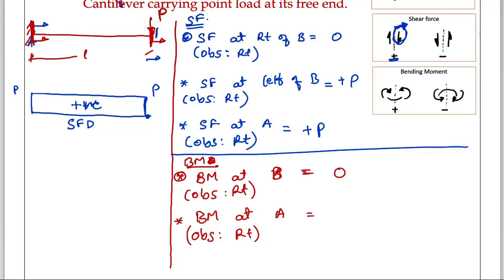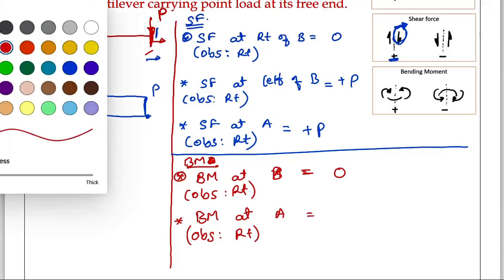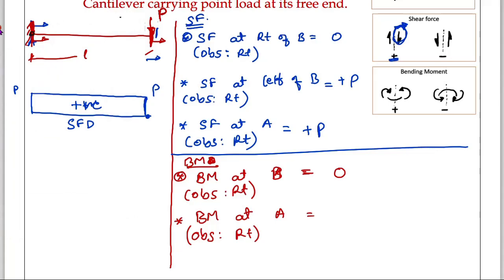Okay. At this point you are seeing one moment here. The moment is force P into perpendicular distance. This is the perpendicular distance, therefore you are seeing P into L. This P into L creates a moment in this direction, which matches with this force direction. Therefore, it is negative. Minus PL is the bending moment at A.